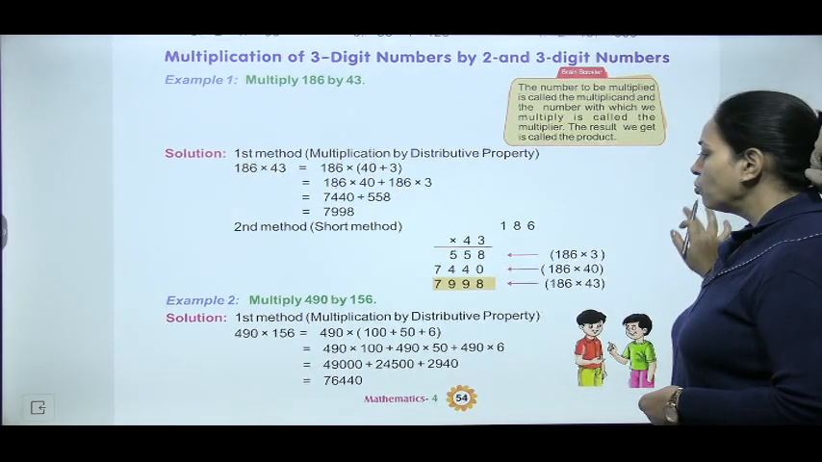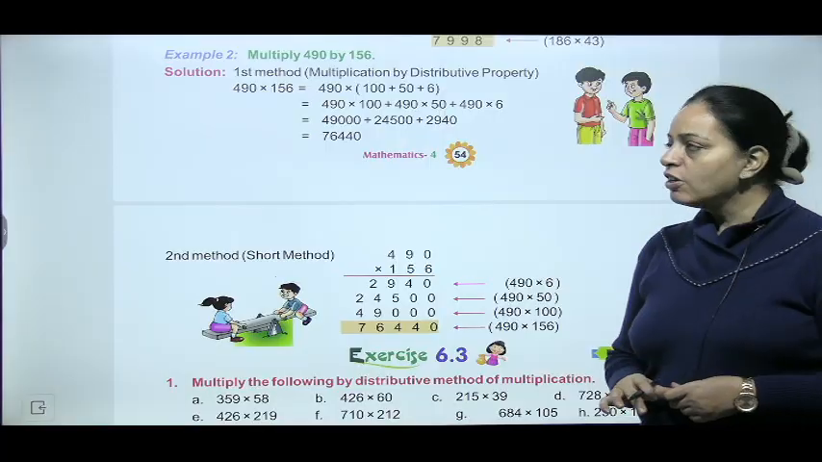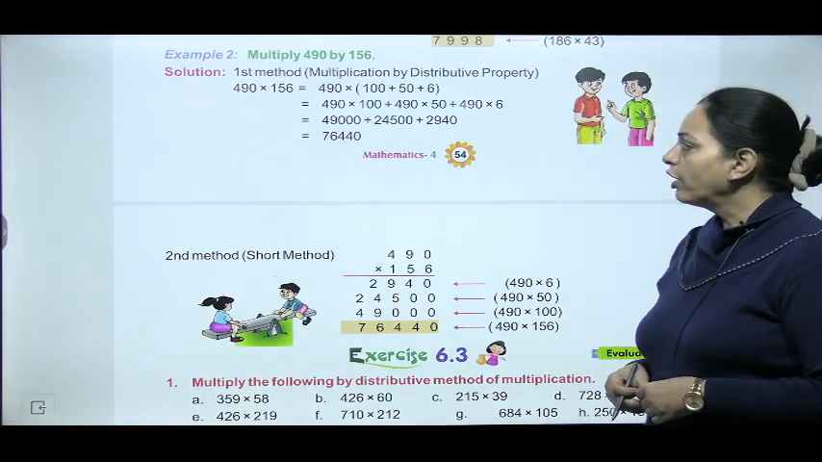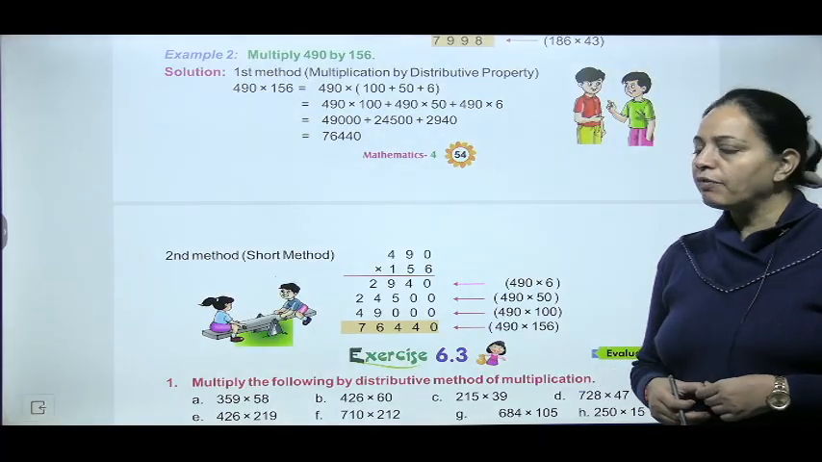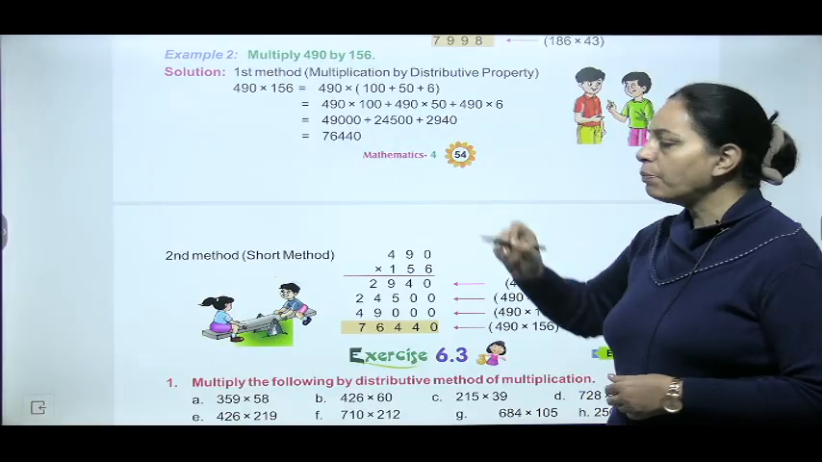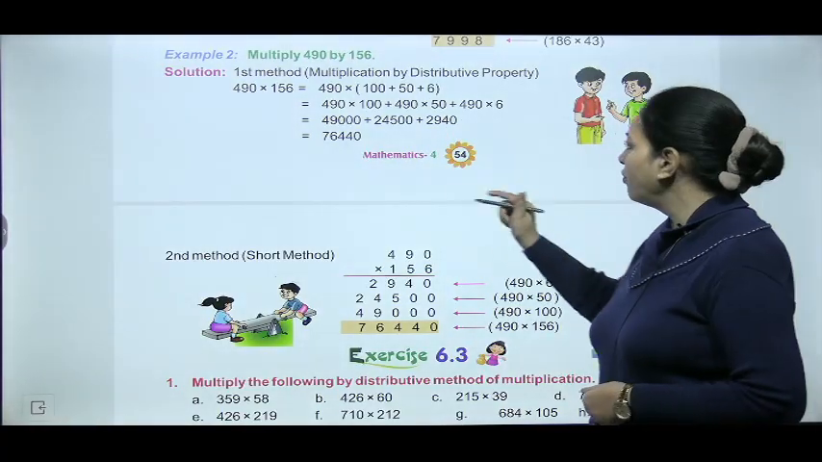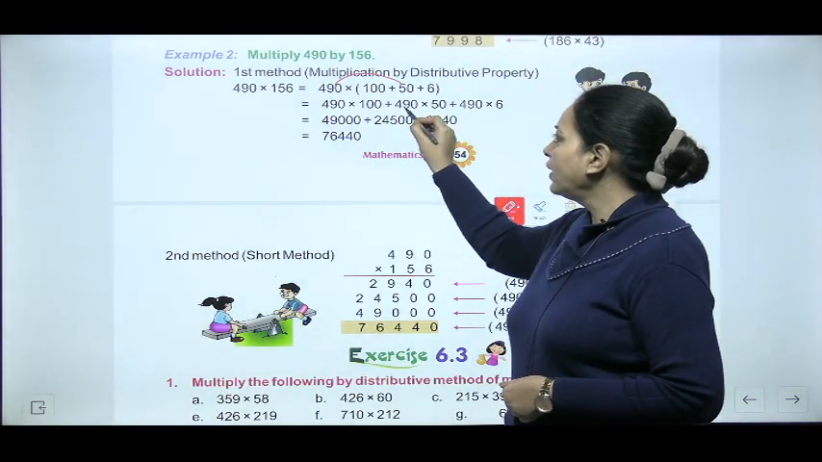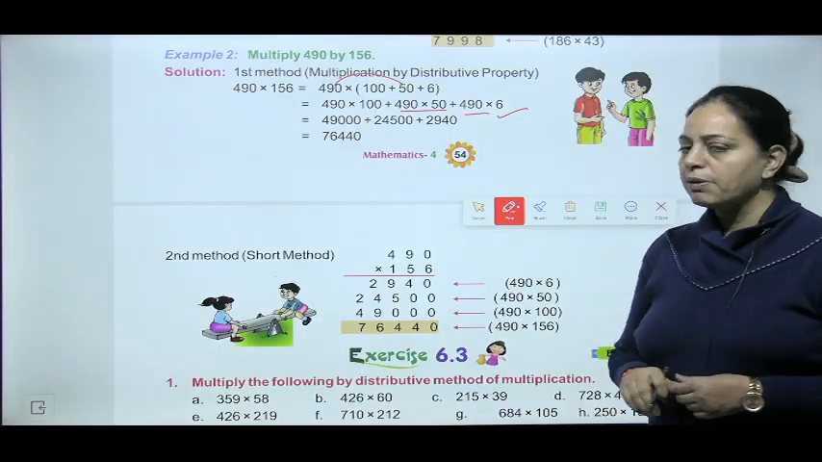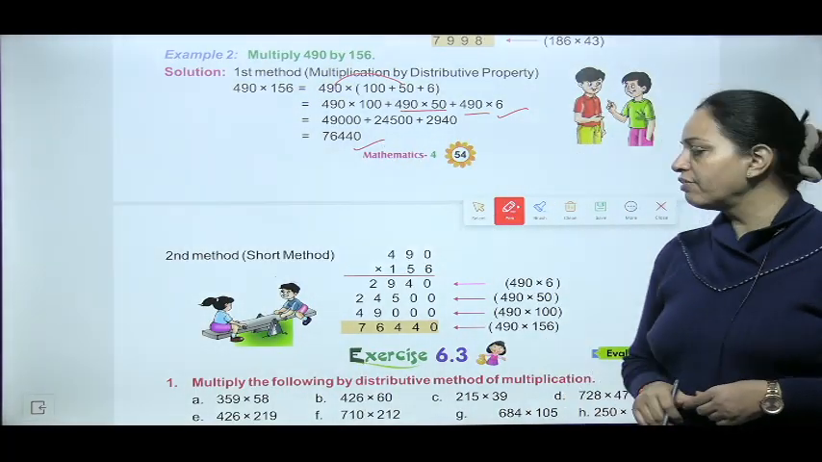Now example 2, multiply 490 by 156. So first we are doing it by distributive property. So here 490 multiplied by 156. So 156 is 100 plus 50 plus 6. So 490 multiplied by 100 plus 490 multiplied by 50 plus 490 multiplied by 6. So do the multiplication and then add the results.